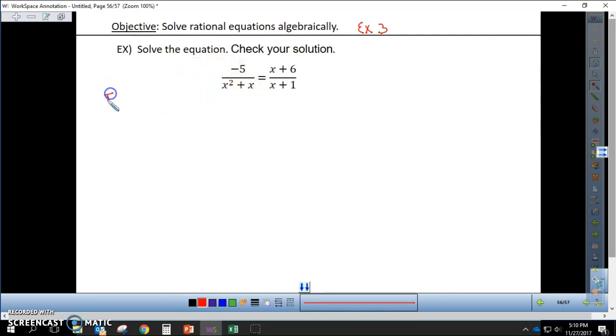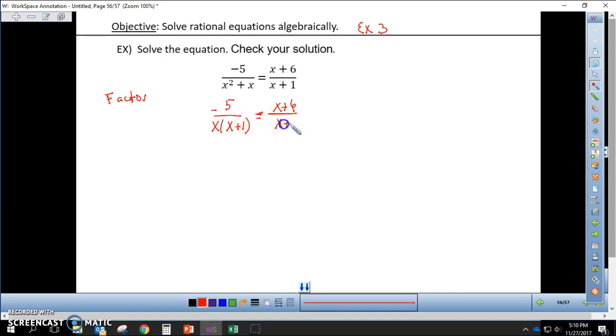So for this problem, the first thing you want to do is go ahead and factor. This would give us -5 over x squared plus x. I'm going to take out a GCF of x, which leaves me with x plus 1. And then on the right-hand side, we have x plus 6 over x plus 1. Okay, so that is the very first step that you need to do.